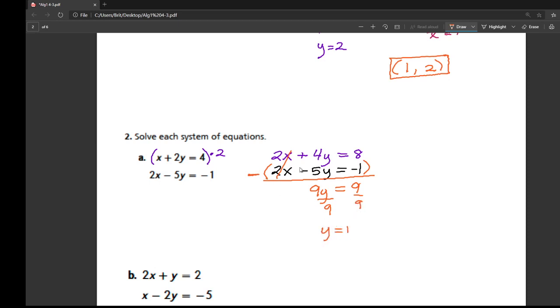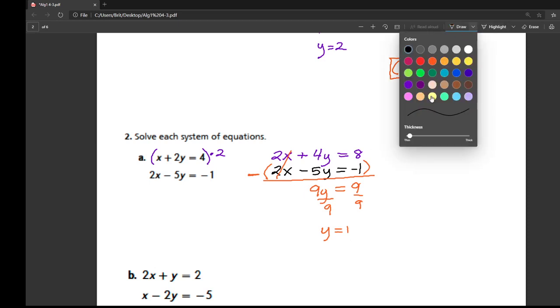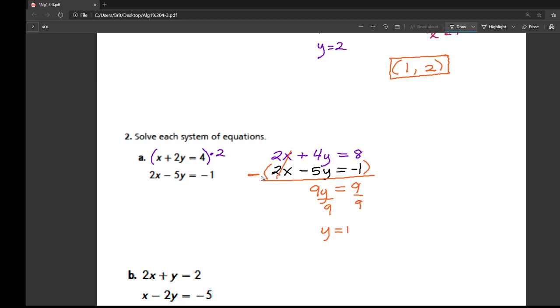Alright, so subtracting works just as well as adding. It's just you have to make sure that you actually subtract every time. So I'm going to put that note here as well. So again, you can subtract instead of adding if your signs are the same.